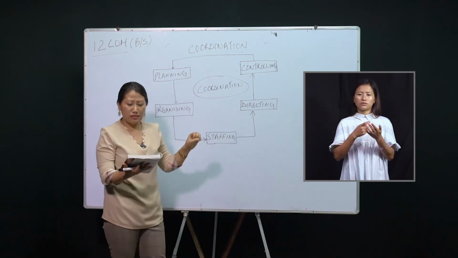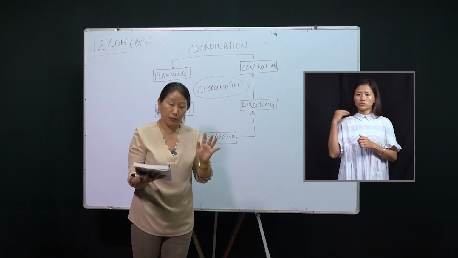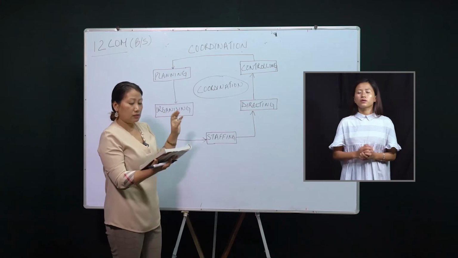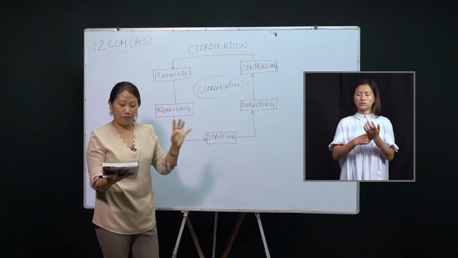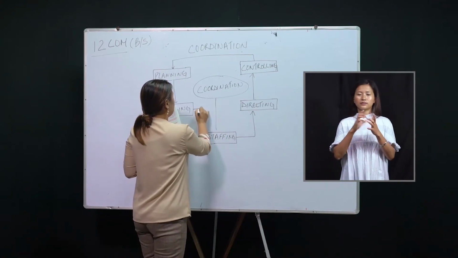Why? Because absence of coordination weakens the effects of authority and responsibility in the organization. So, why is coordination considered to be the essence of management? Because it links and binds. That means what? See?